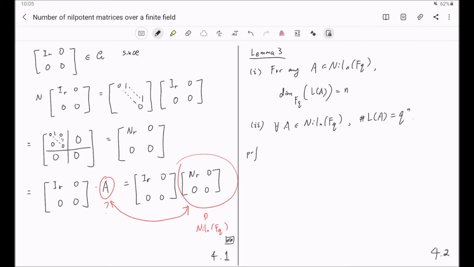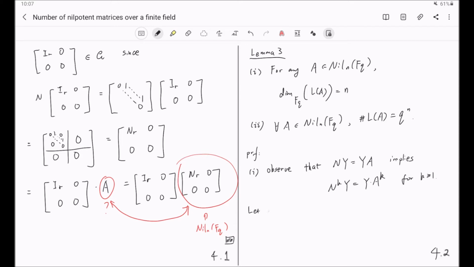Proof is not hard. Observe that if N Y is equal to Y A, then if you lift this N to the power k and multiply it on the right by Y, you get on the right hand side Y times A raised to the power k, by iterating the first equation k times.